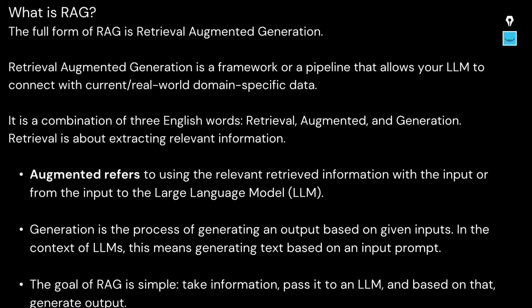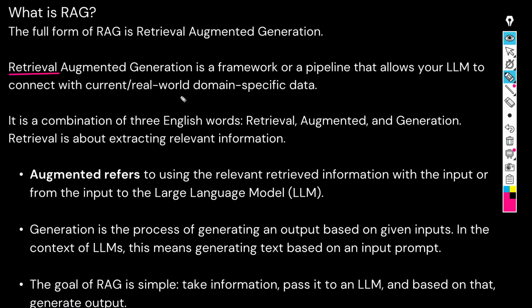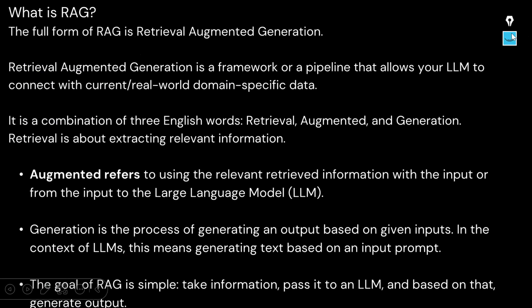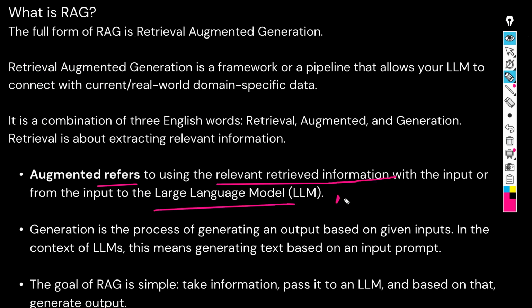Why are we using RAG? RAG's full form is retrieval augmented generation. Retrieval augmented generation is a framework or a pipeline, we can say, that allows LLM models to connect with current or real time data, or custom data. It combines three English words: retrieval. So what is the meaning of retrieval? Retrieval means retrieving relevant information from the large language model or from your custom database. And then what is the meaning of generation?